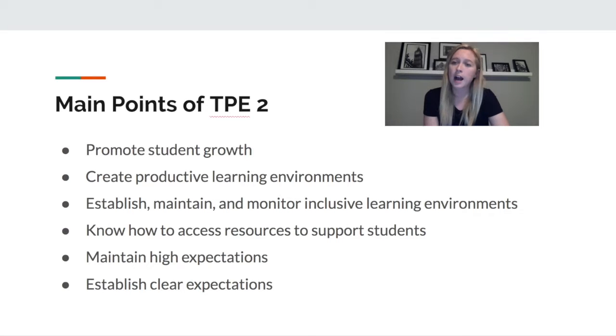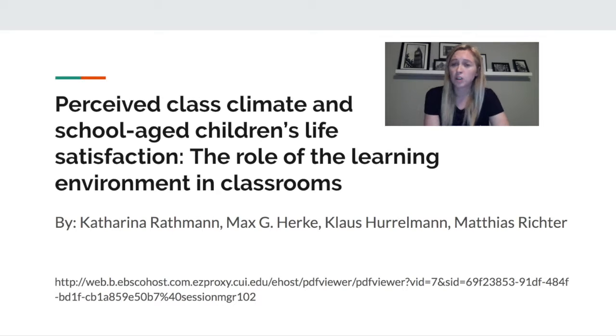The article I looked at was called Perceived Climate and School-Age Children's Life Satisfaction and the Role of Learning Environment in the Classrooms. I thought this was really important because TPE 2 does touch on the differences of students. By learning how a majority of students learn and how school plays a factor in life satisfaction, that ultimately connects the two together.